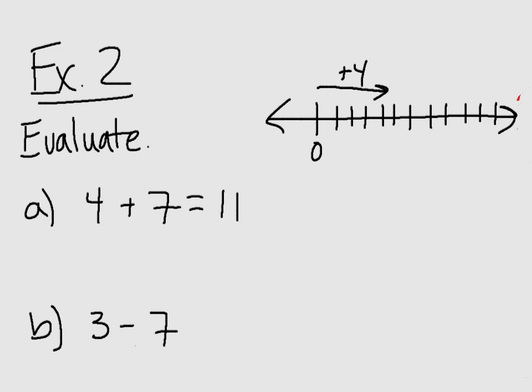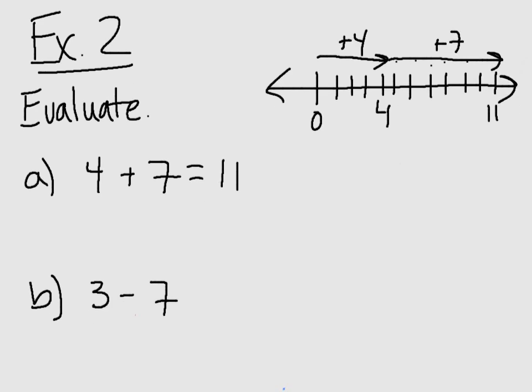Just puts a nice big box right there, doesn't it? Okay. So anyway, add 4, so that gets me there. Then I'm adding 7 to that. So I go 1, 2, 3, 4, 5, 6, 7. I'm adding 7, so the total gives me 11. Okay, so that's just something you can do.